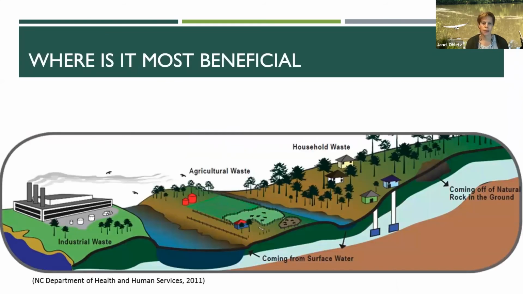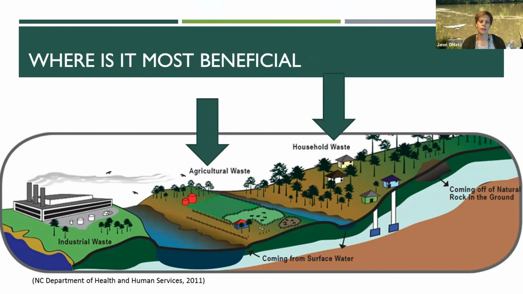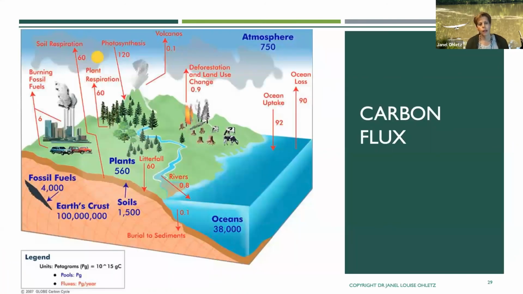And so lastly, where is regenerative agriculture most beneficial? Well, I'm back to this diagram. You probably guess it is both beneficial in the agriculture as well as the household, but it's also likely beneficial when we look at industry. And industry is also taking that into a circular kind of economy and looking at that as well. But when we talk about agriculture, we have to look at it from both a production standpoint as well as a use standpoint.